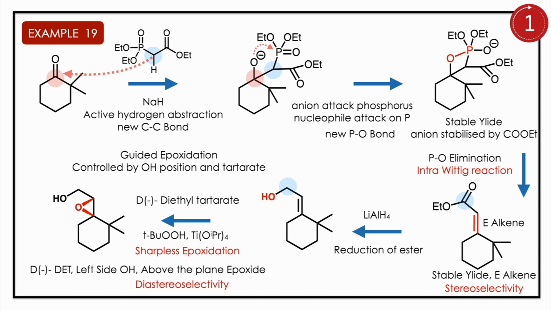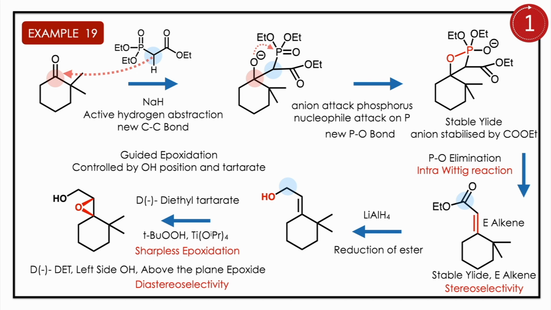This question is a kind of tricky question. Why? Because the concepts involve stereoselectivity as well as diastereoselectivity, because it involves Wittig reaction and Sharpless epoxidation. First step will be ylide formation and attack on the carbonyl. So the ylide forms with a strong base. It attacks the carbonyl. You have a new C-C bond. Then phosphine oxide eliminates. You have an alkene there.